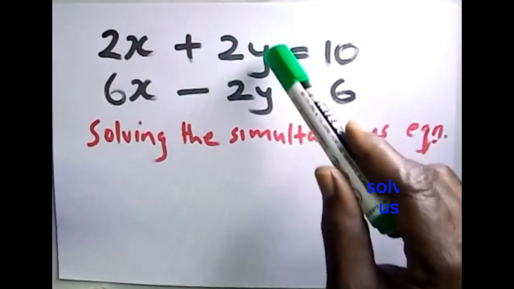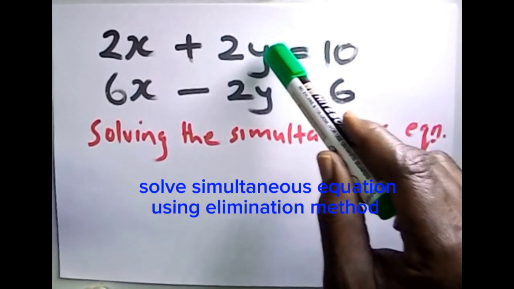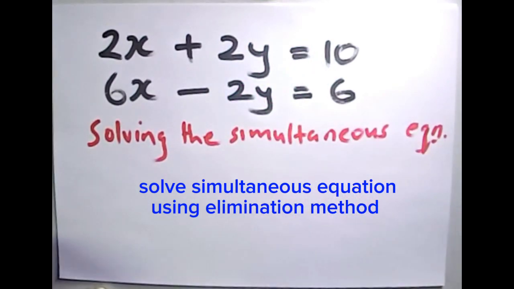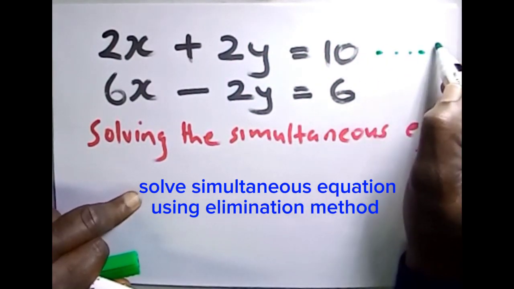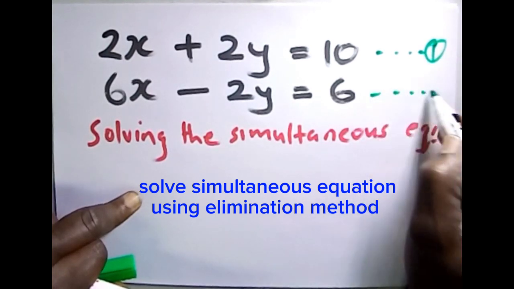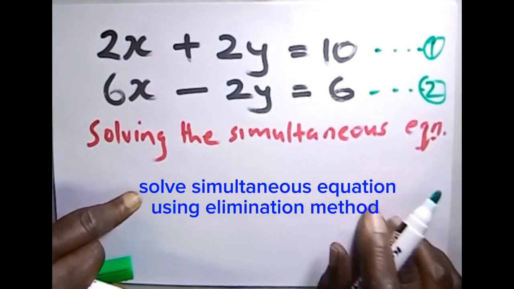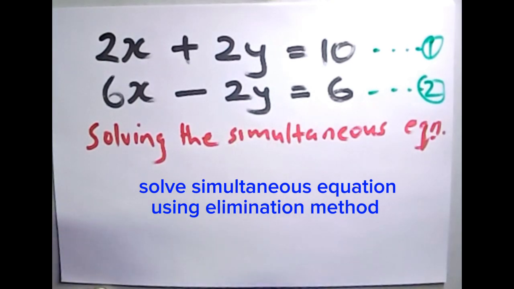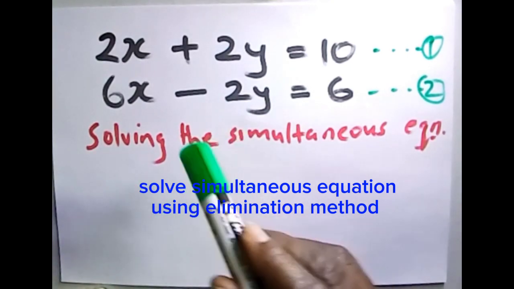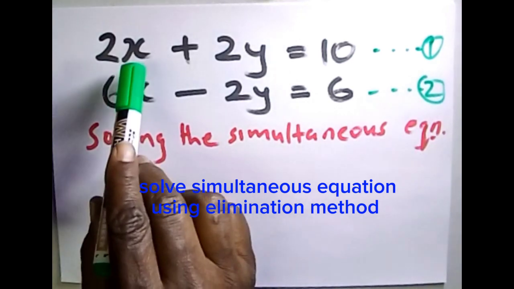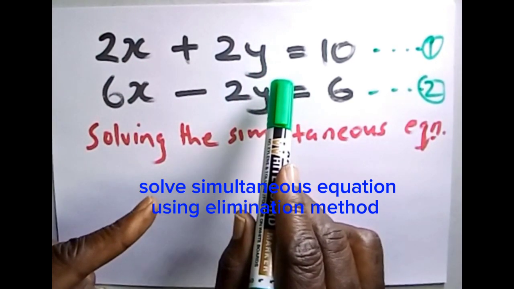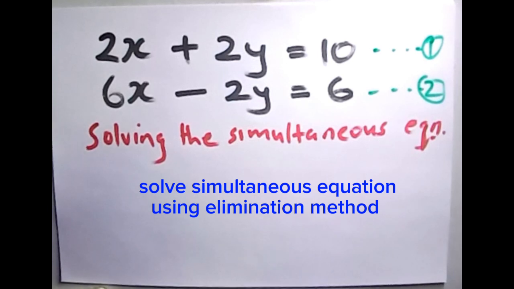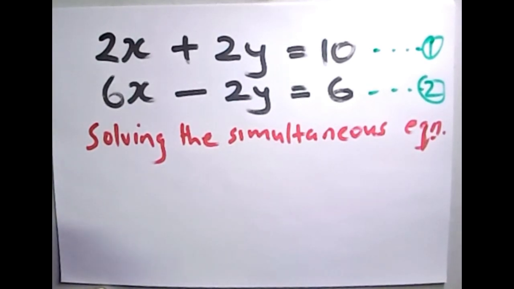You see that I'm seeing a plus 2y and a minus 2y here. So what immediately comes to my mind is that if I call this equation 1 and call this equation 2, if I add equation 1 and equation 2, I will have eliminated one of the variables. The variables here are x and y. So I want to eliminate one of the variables so that we'll be left with just one variable.